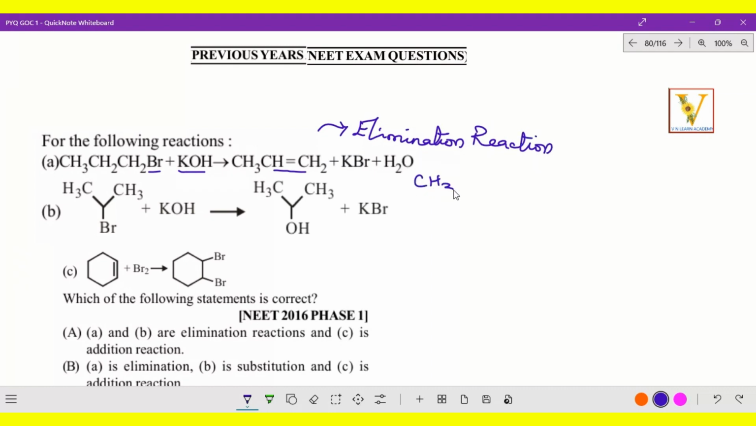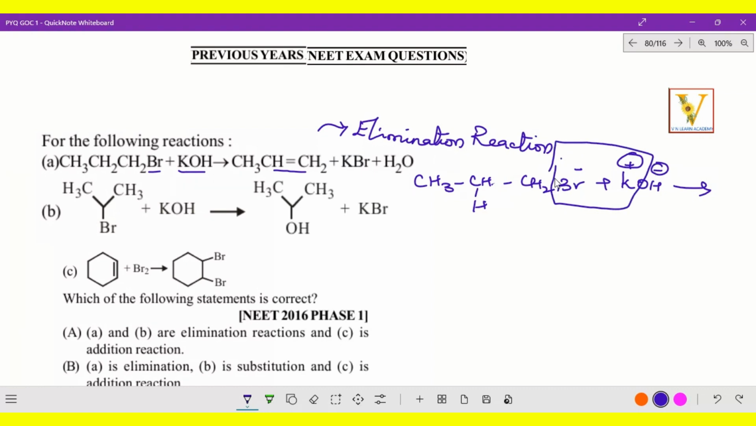Here CH3CH2CH2Br plus KOH. So here I just mentioned it in this way, and instead of that, here I just put one hydrogen. So here actually it is K plus and OH minus, right? So here also Br minus. So K plus and Br minus, these both are going to attach. So KBr, we are getting.